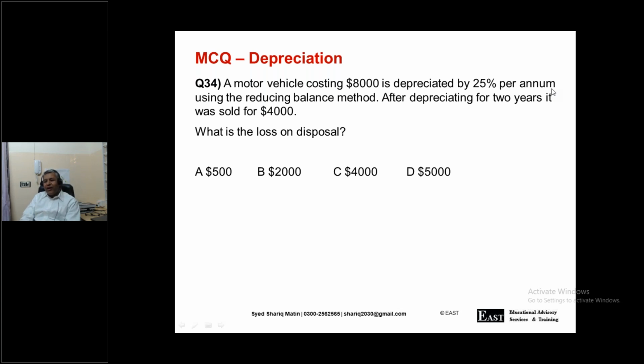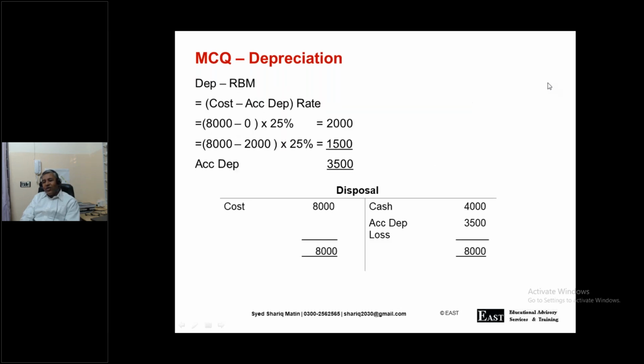Let's see what Shapar has said. I've done almost the same thing. She said you have to calculate depreciation for the 2 years. For the first year, 8,000 minus 0 into 25%, which is 2,000. And the second year, 8,000 minus 2,000 into 25%, which is 1,500. And as she said, our accumulated depreciation is 3,500.